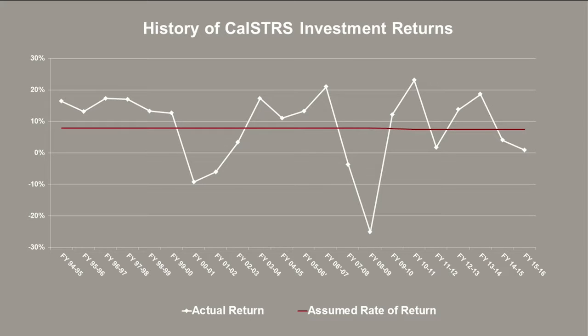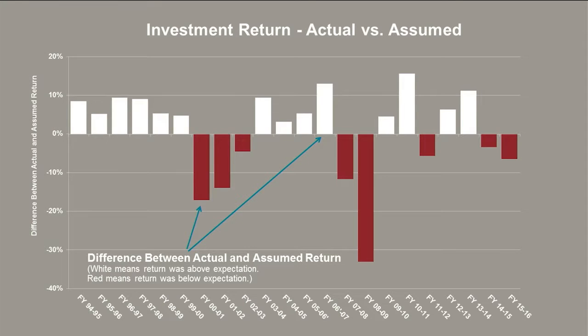Now here what we show you is our investment returns for the last 20 years or so. And the red line you see here is the assumption we had for that particular fiscal year. It's hard to tell, but the red line is actually slightly decreasing. Now what we like to look at as actuaries is the difference between what you assume and what you earn. So now we've taken this information and converted it into a different chart. When you see a white bar on this chart, that's a year in which we had a return greater than what we assumed. The red bar is when we missed the mark.